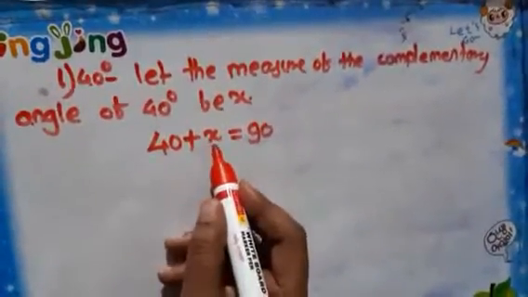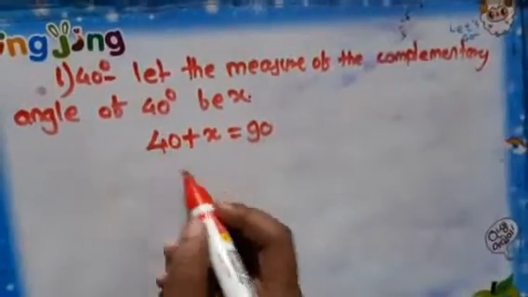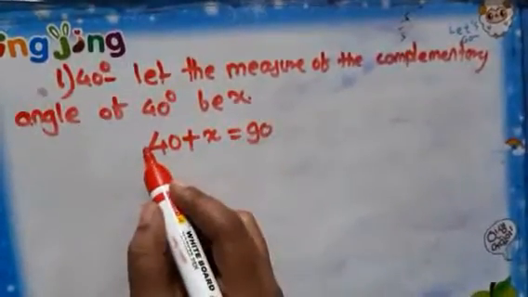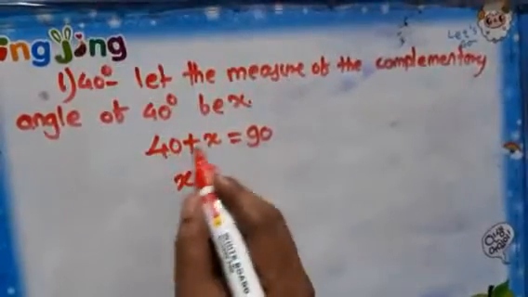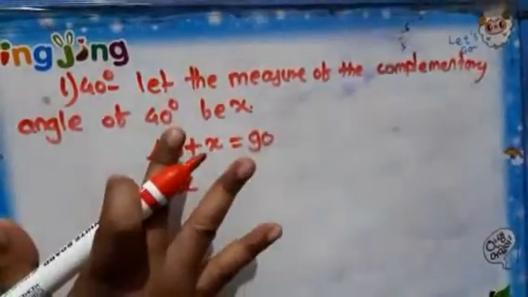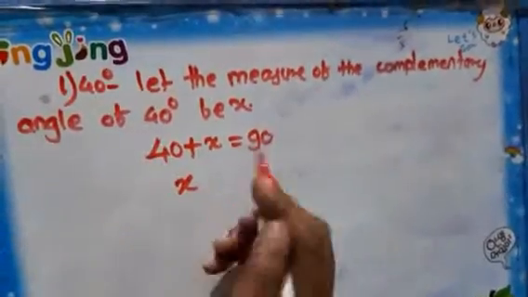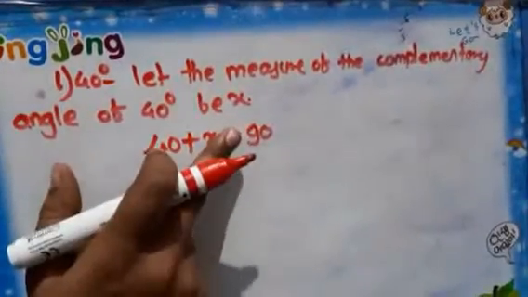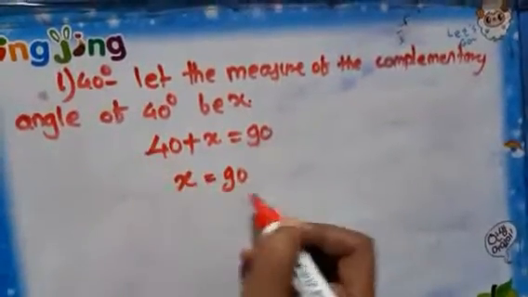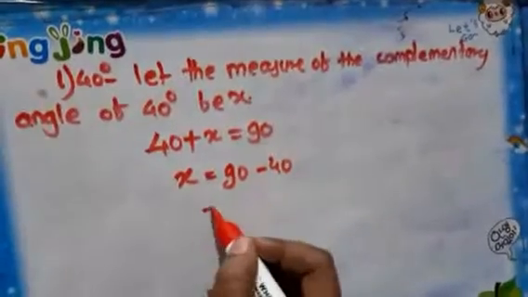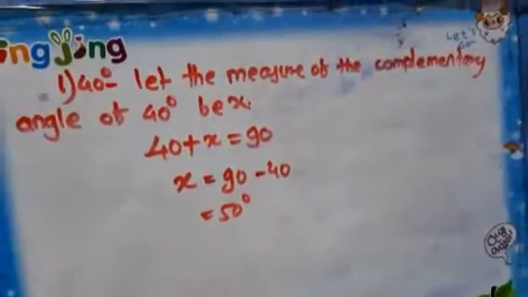So to find x, what will we do? This 40 we will shift to this side. As it is positive, it will become negative. So only x remains on this side, and we are shifting 40 here. x is equal to 90, which is already present on this side, and this 40 will become negative. So it will be 50 degrees.